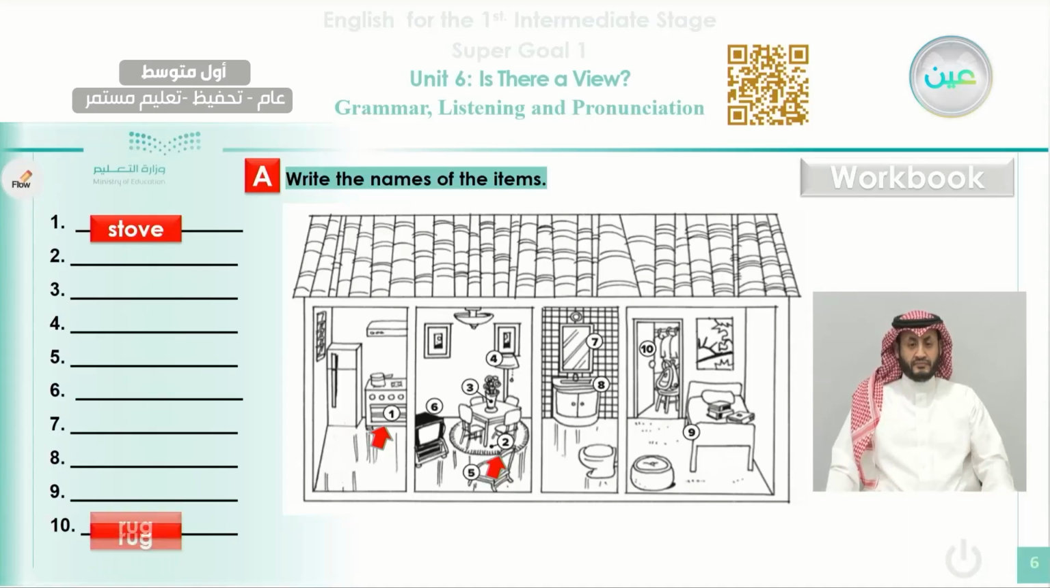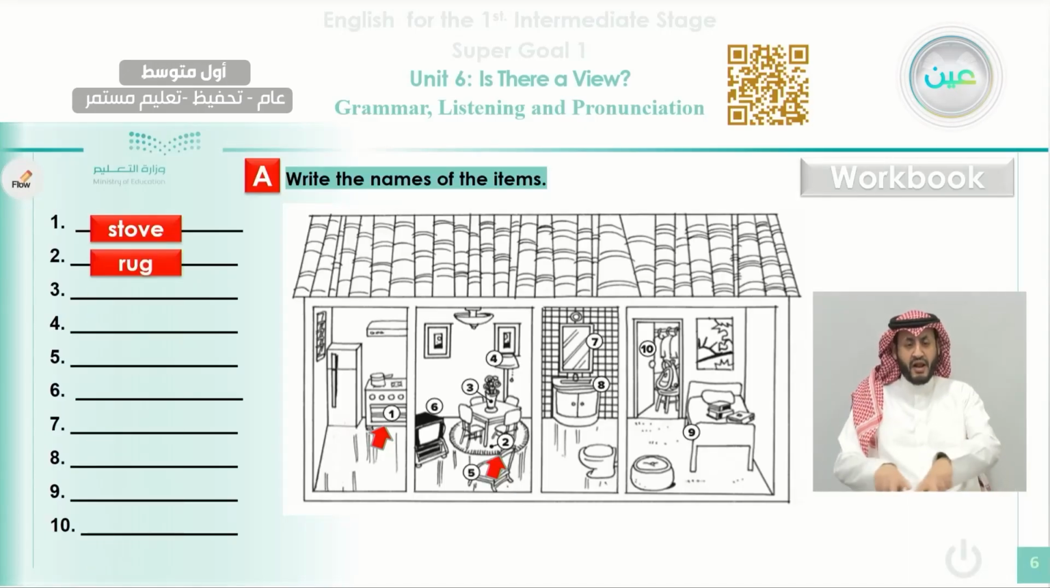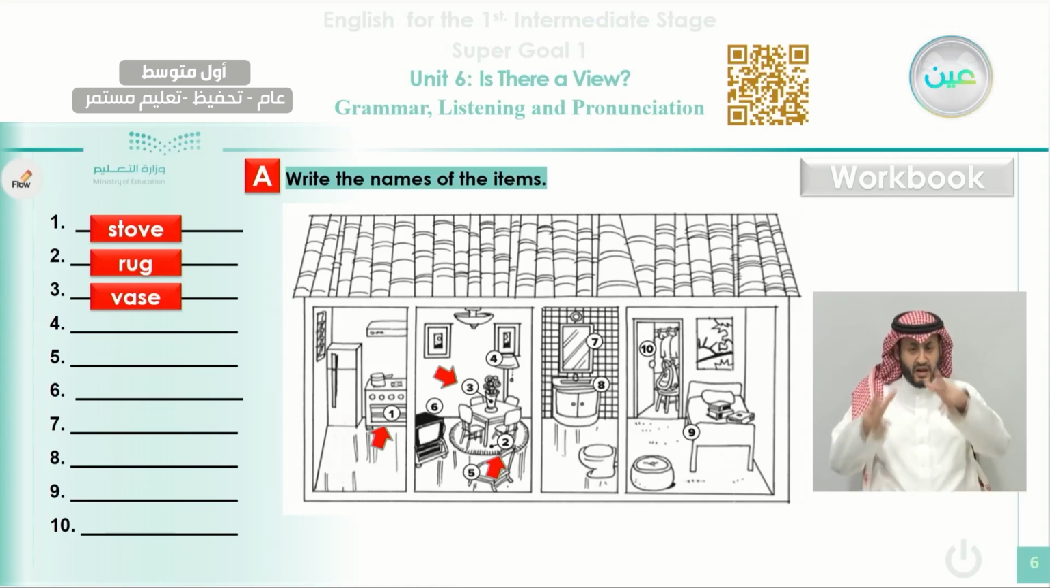Look at number 2 here. What is it? It is a rug. Okay, a rug is what we put on the floor, as you can see here. It is under the table, as you can see here. And number 3 here, what do you call it? We call it a vase. We put flowers in the vase.